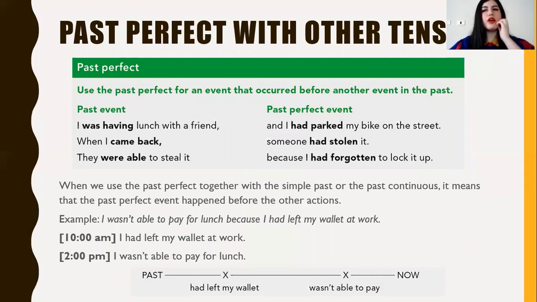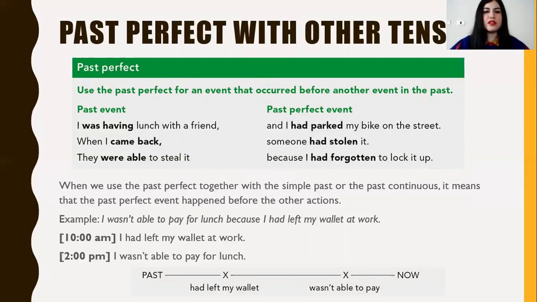So past perfect with other tenses. When we use the past perfect, remember the past perfect is to talk about an action that happened in the past before another action that happened in the past. So when we use the past perfect together with simple past or past continuous, it means that the past perfect action happened before the other actions. So here, for example, I wasn't able to pay for lunch because I had left my wallet at work.